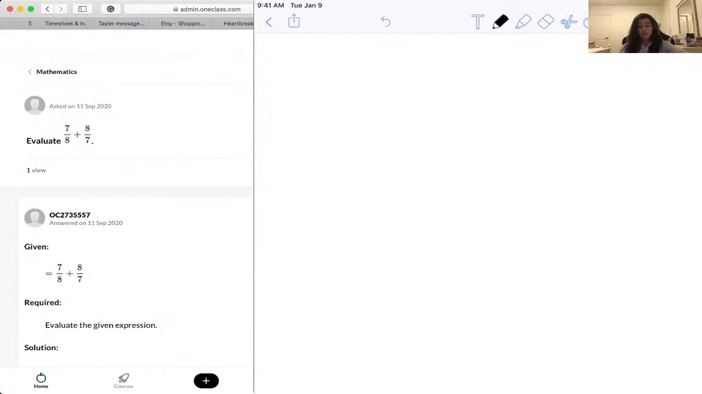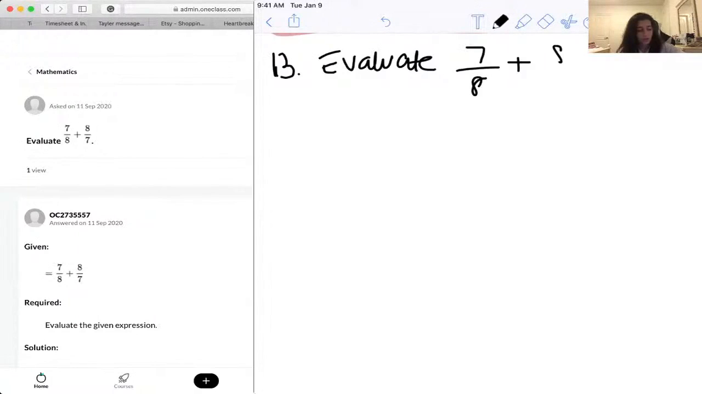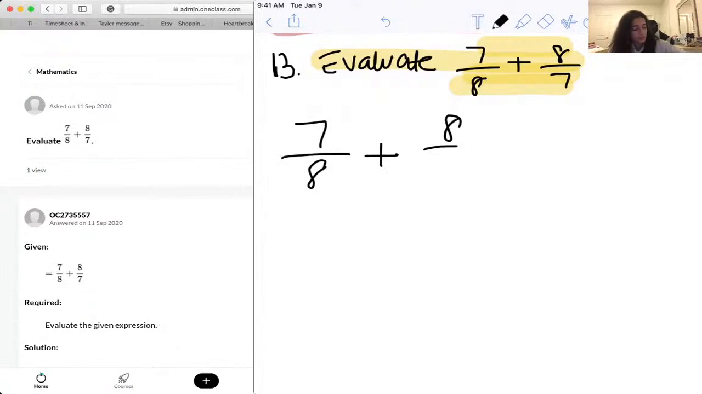Our next question is fractions, so it's addition of fractions. 13. Evaluate 7 over 8 plus 8 over 7. So when it says evaluate, it basically just means solve the whole question. So we're given 7 over 8 plus 8 over 7.